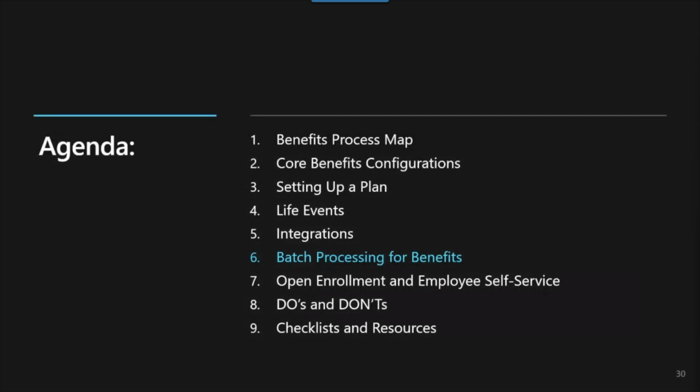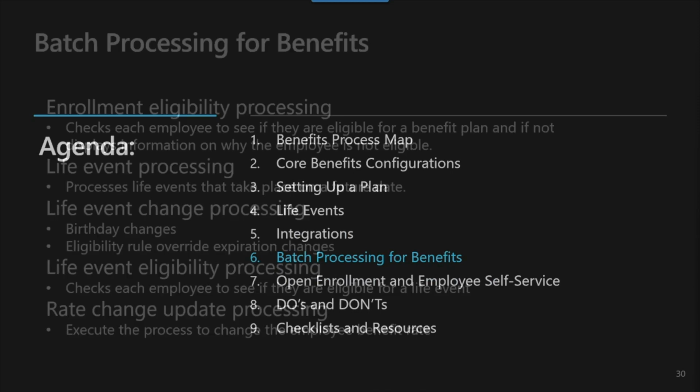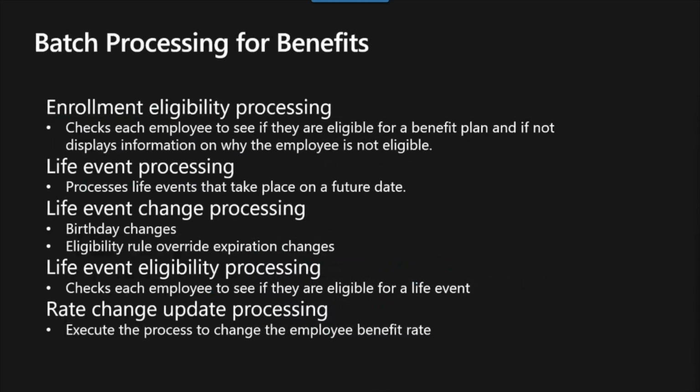Okay. Now that we've talked briefly about integrations, I want to switch gears and talk about the various batch processes that are used with benefits management. The first job I want to talk about is the enrollment eligibility processing job that we've discussed earlier in this Tech Talk. This job is designed to identify which employees are eligible for which benefits. And more importantly, when an employee is not eligible, it will identify the reason.